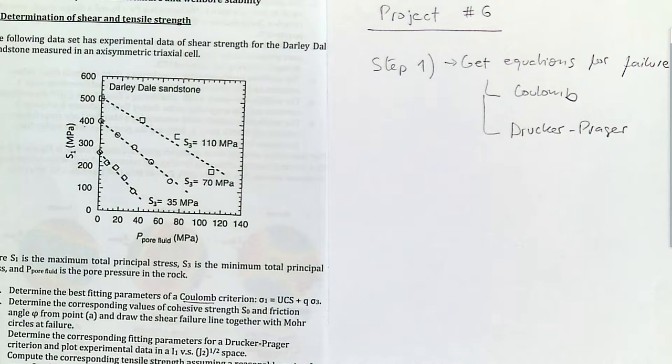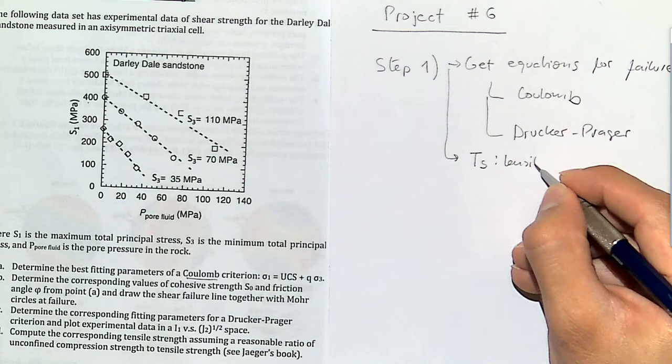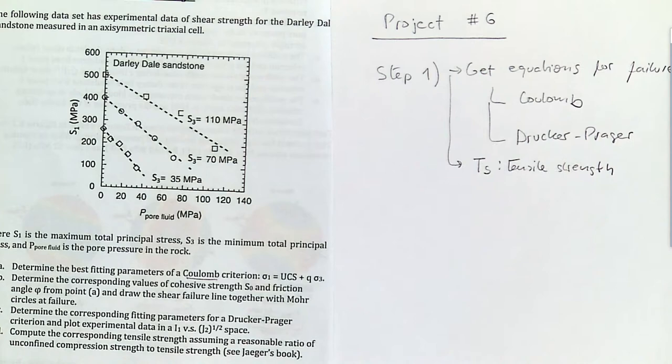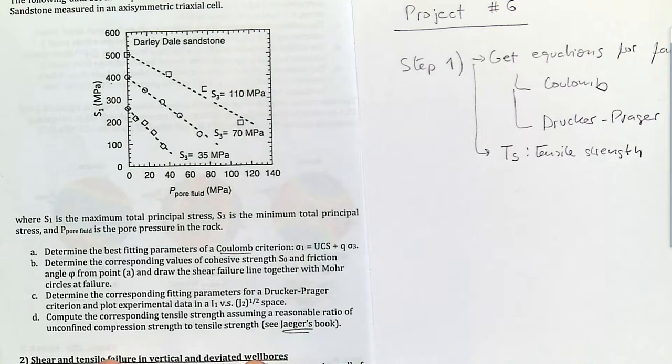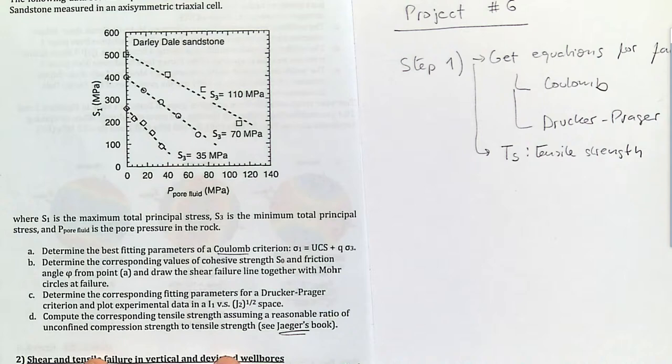And you're also going to have to assume a given tensile strength. Guess what, going into the book, Jaeger's book, look for the section on tensile strength, and you will see that they say, because several authors say, what is a reasonable assumption of tensile strength given the unconfined compressive strength. So I'm not telling you what that tensile strength is, just read a little bit of the book and you will come up with an answer for that.